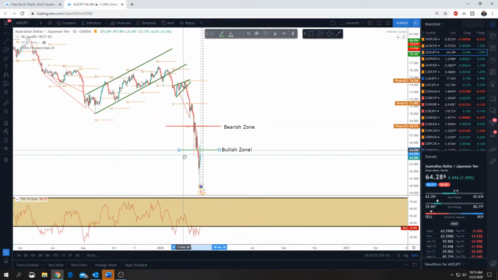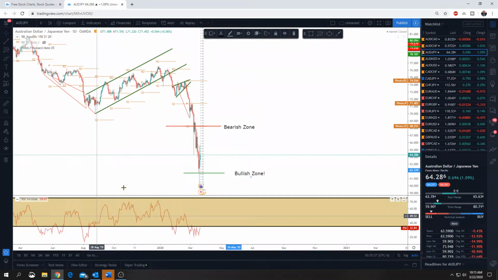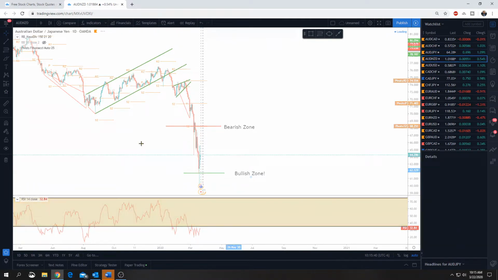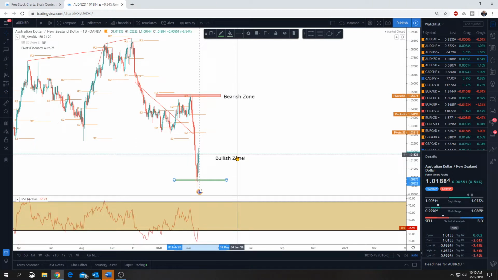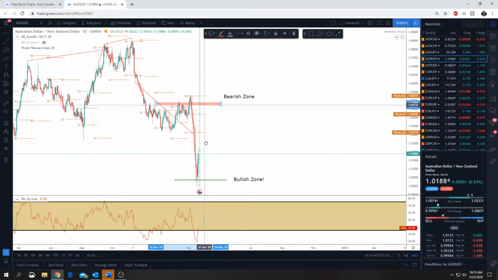All right, Australian dollar, Japanese yen. Like I said, all these Australian dollar pairs kind of look the same. So we're going to just kind of rush through them real quick. If we get a pullback up to that level, I would like to be bearish.